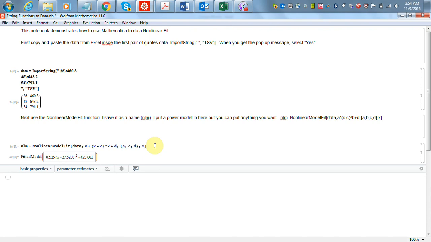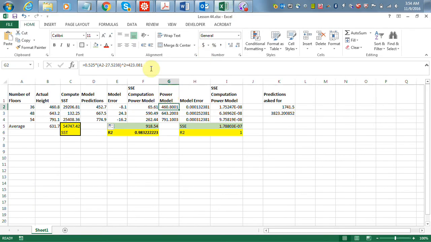My a is 0.525. My c is 27.5238, and my d is 423.018. So I'm going to do the same thing I did earlier. I'm copying and pasting that, and then I'm putting that into Excel. And instead of the x, I'm putting A2. Over here, I have to put a times symbol because it doesn't know that a space means multiplication. So I have everything correct. Hit enter. Oops, I didn't put my equal sign in front. And then I have the power model predictions, or estimates, for those y values.